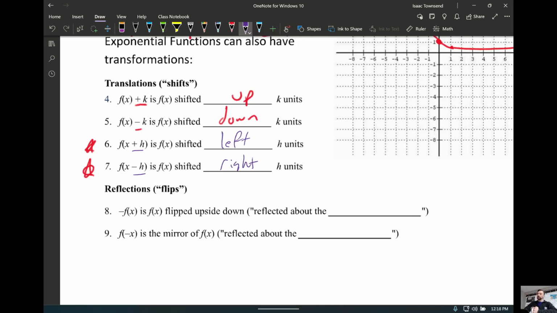Multiplying the parent function by negative is going to flip or reflect your graph over the x-axis. And one that you've heard before, but you just don't get to practice as much, if you replace x with a negative x, that's not the same thing as multiplying the parent function by negative. If you just multiply the x by a negative, that's how you flip it over the y-axis.